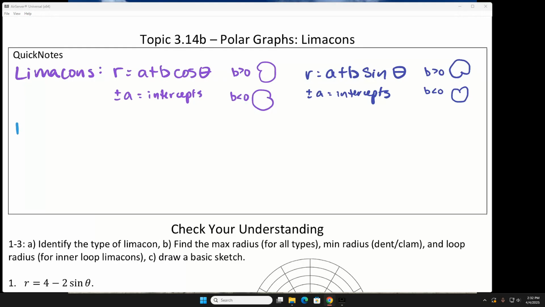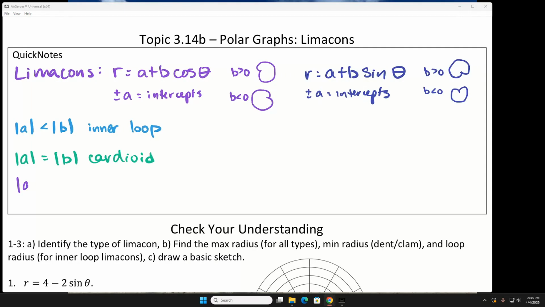All right, and anytime the absolute value of a is less than the absolute value of b, it creates a Limacon that's called an inner loop. Whenever the absolute value of a equals the absolute value of b, it creates a cardioid. And then finally, when the absolute value of a is greater than the absolute value of b, it is either called a dented Limacon or a clam.